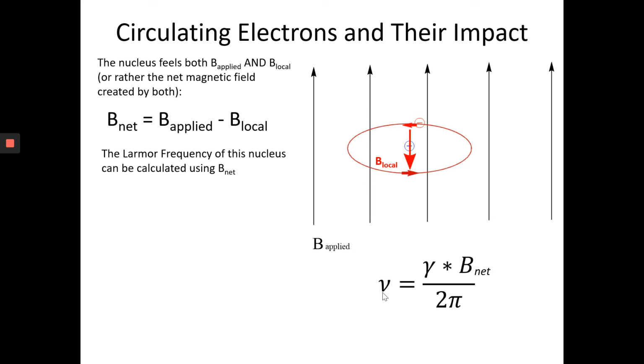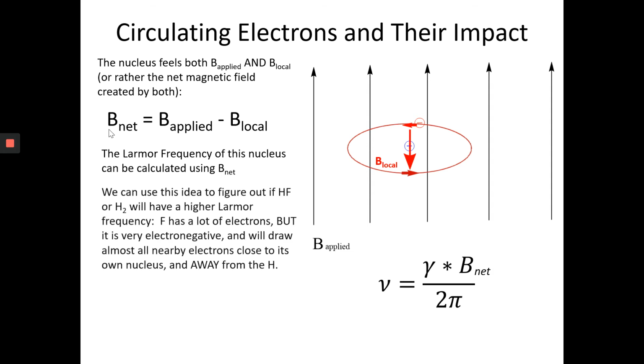Okay, remember also that B applied is usually way, way bigger than B local. B applied is caused by this huge superconducting electromagnet, so it's very, very large. B local might be 1,000,000 times smaller because B local is just caused by these electrons circulating around. And if it's 1,000,000 times smaller, that means B net for different types of hydrogens is only going to be different by a few parts per million.